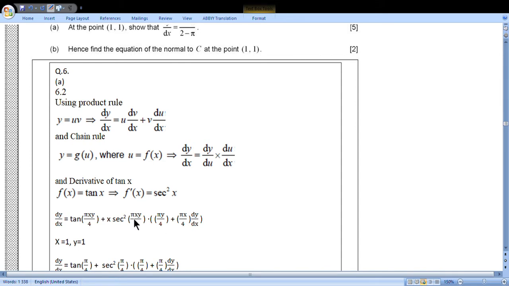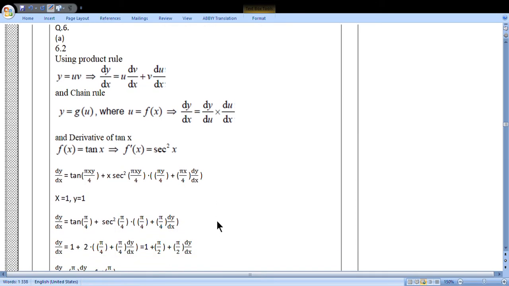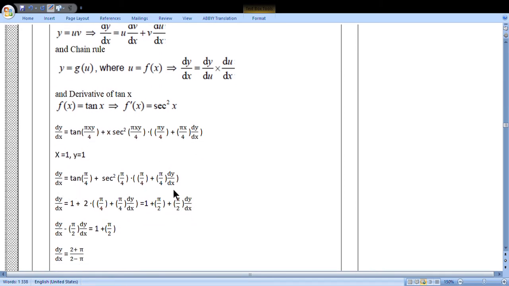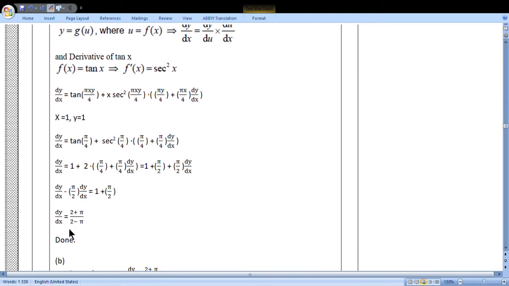So first x and then y. The derivative of x is 1, the derivative of y is dy by dx, and we have here the coefficient π over 4, which we just keep. At point x equals 1, y equals 1, we get the following values, and finally we see that dy by dx equals (2 + π) over (2 − π). Done.